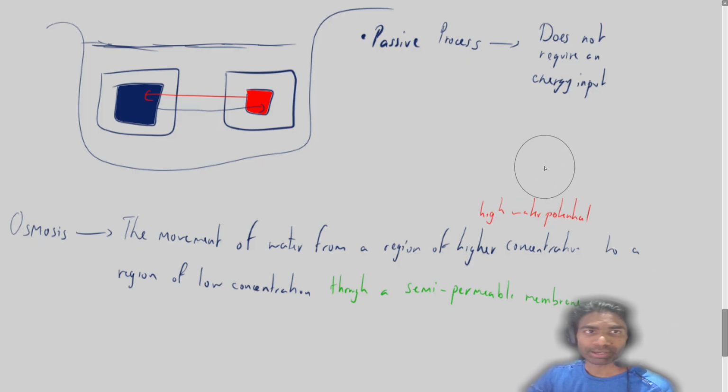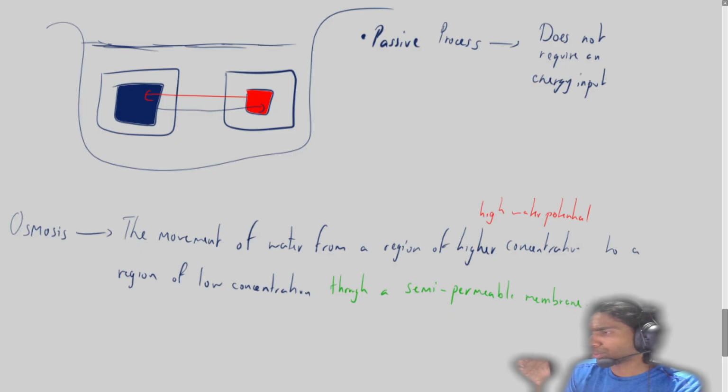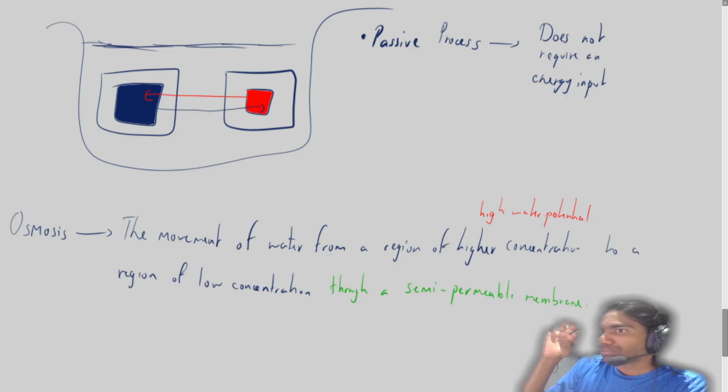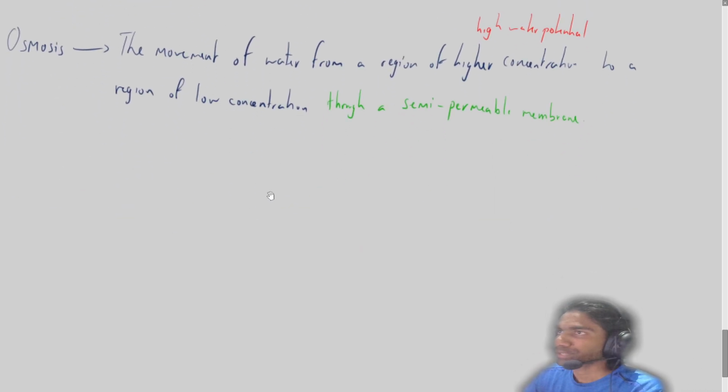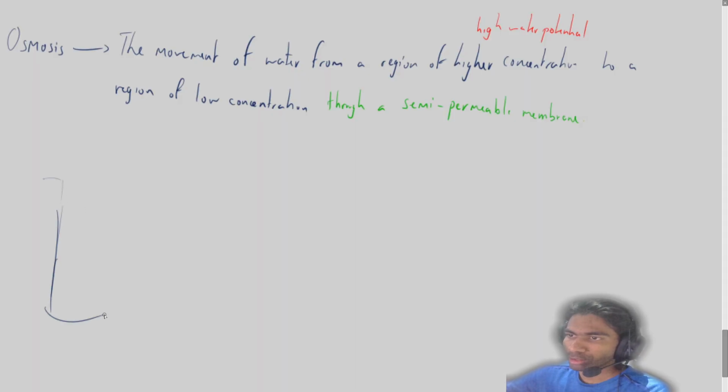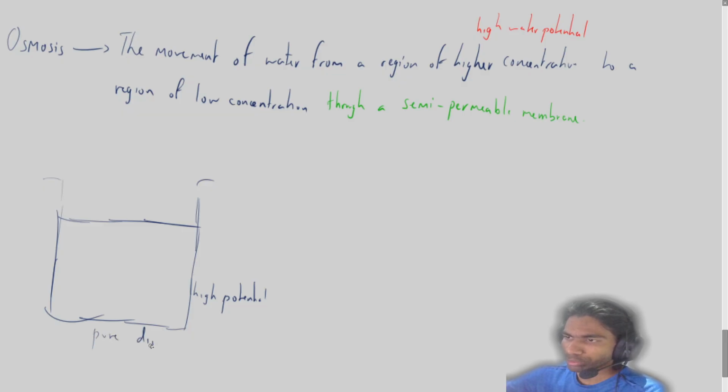Okay, but back to osmosis, right? Just to give you an example of what I mean. I think a really good example for this is with blood cells, and I'm talking about our red blood cells that we have in our blood. Okay, if I have a beaker of, let's say, pure water, right now this beaker has a high potential of water. Okay, because it is just pure distilled water.